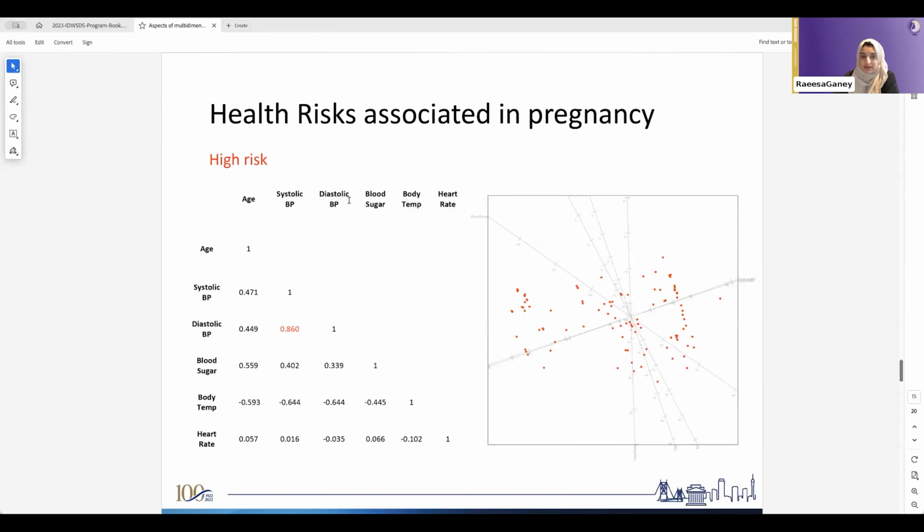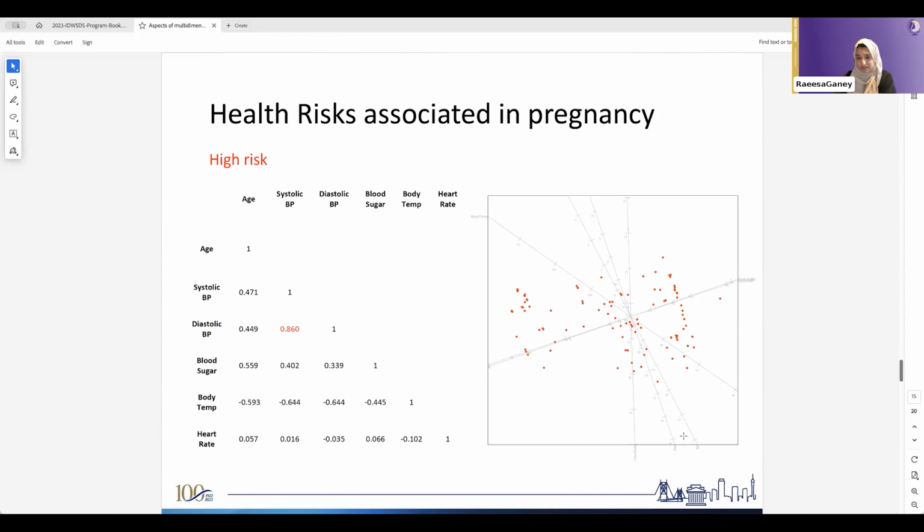So then I separated all the high-risk mothers and looked at the correlation matrix, because essentially that's what PCA is doing. It's understanding the underlying structure of the covariance matrix or the correlation matrix. And I see that there's a very high correlation between systolic and diastolic blood pressure. When I remove the other samples and just have the high risk, then those two are highly correlated. So they're even closer than before.